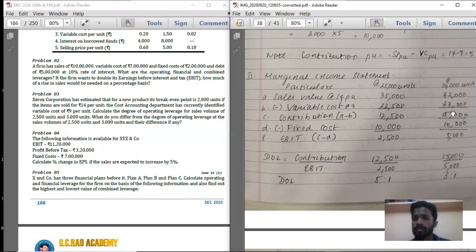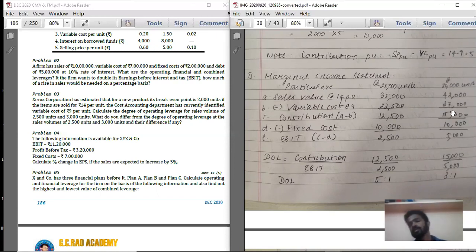So now total it. Second column, 35,000 minus 22,500, underline it, 12,500. And the third column, that is the last column, 42,000 minus 27,000. Put 15,000 within bracket, underline it. In respect of 12,500 and 15,000, put small c, contribution, within bracket a minus b.